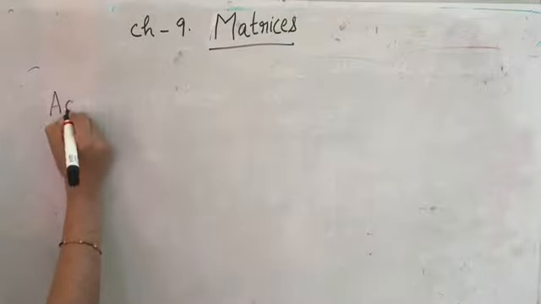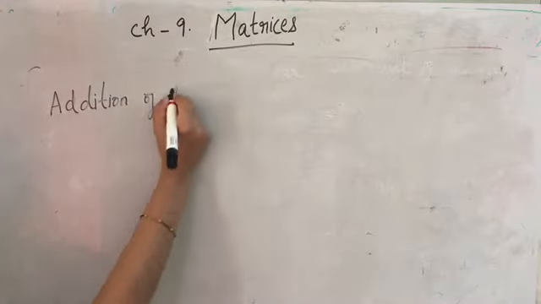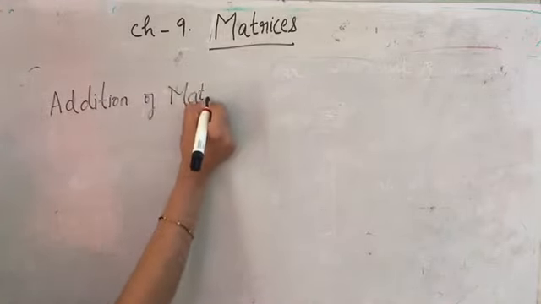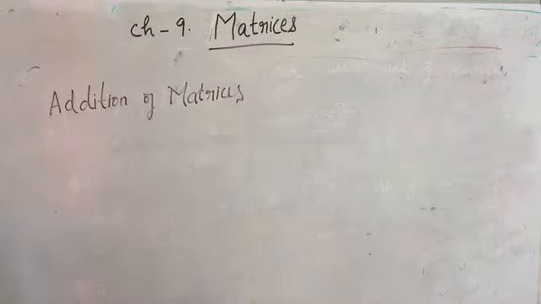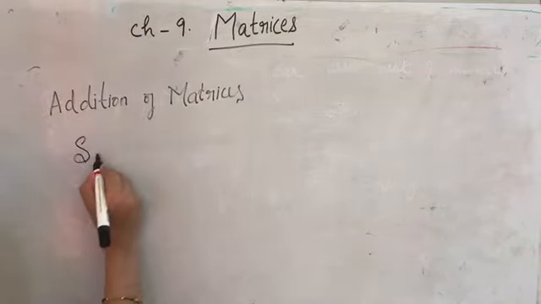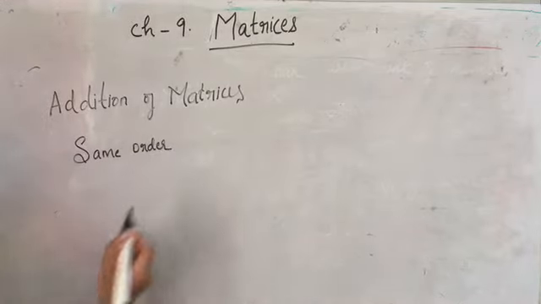Now coming to the next topic, addition of matrices. Let us see how we add matrices. Addition of matrices is possible only if we have two matrices of the same order. The condition is that the order should be the same. Only then you can add two matrices.